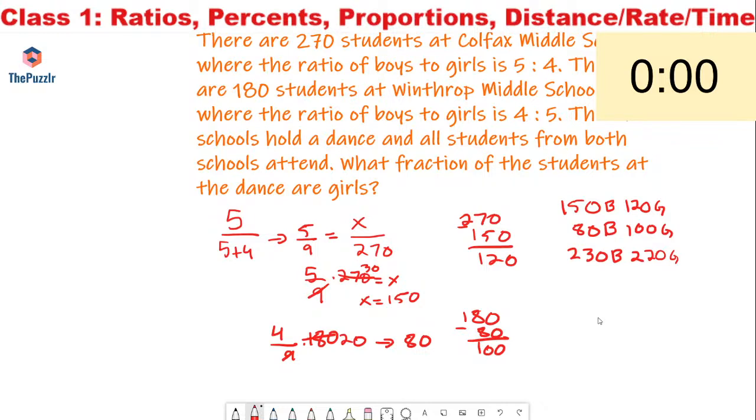So the number of people that we have is 270 plus 180, or 450. And the number of people that are girls is 220. So the ratio of girls to total number of people is 220 to 450. Now those zeros cancel out, and we're left with 22 over 45 as our final answer.